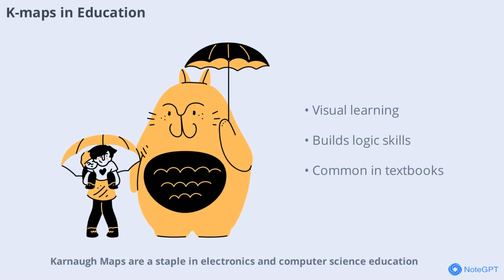Karnaugh maps are a staple in electronics and computer science education. They help students develop a deep understanding of logic simplification and circuit design. The visual nature of K-maps makes them an excellent teaching tool, allowing learners to see the effects of grouping and simplification firsthand. Many textbooks and courses include K-map exercises to build foundational skills.